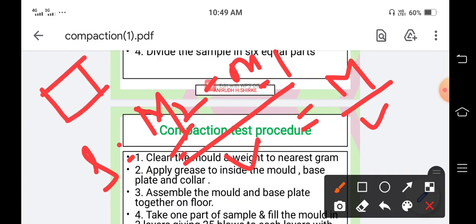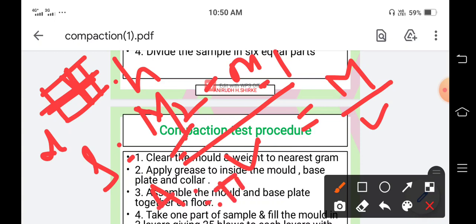Volume can be measured by measuring the dimensions of the mold, that is, measuring the height of the mold using a scale. Similarly, measure the diameter of the mold. Once we measure this height, we can say h is the height of the mold and d is the diameter of the mold. From that we can calculate the area, that is pi by 4 into d square. We get the area of the soil sample, multiplied by this height, which is our volume.